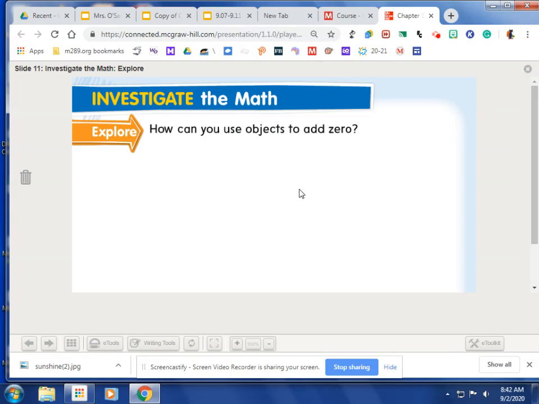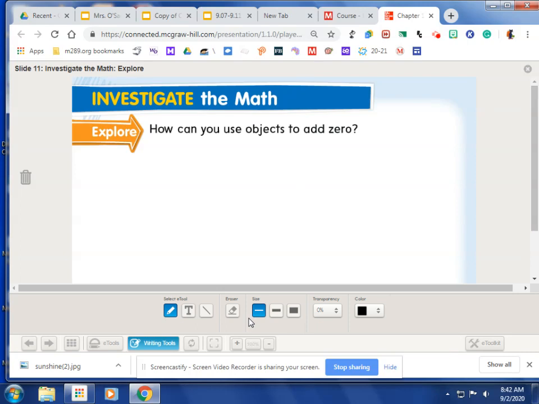How can you use objects to add 0? Okay, so did you see how I was drawing circles to help with that? Well, today you're going to use dominoes. And the dominoes are already on your paper, so you don't have to go get any. But if you notice, sometimes on a domino, I'm going to pretend this is a real domino, they have two parts. Look at this. On one side, you're going to see some dots. And on the other side, you see 0 dots.